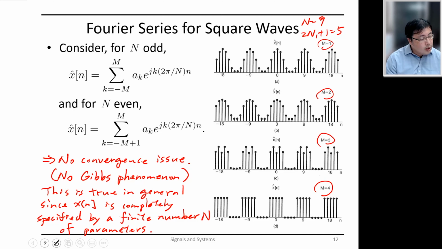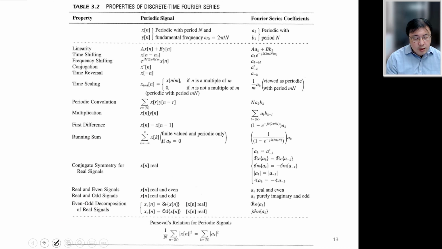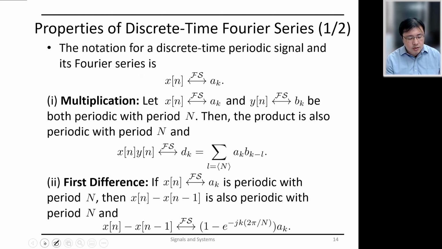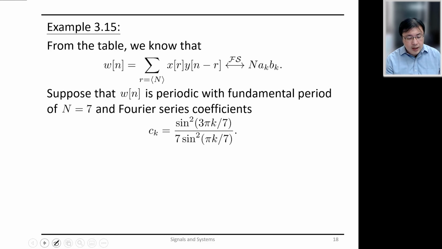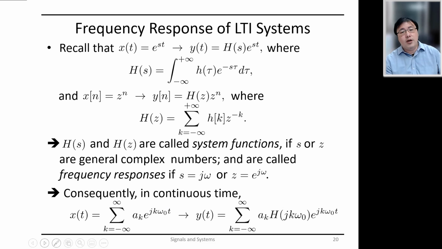I didn't get to where I wanted to get to, but what we wanted to talk about next is the properties that we can derive for discrete time Fourier series, like what we did in continuous time. And let's go back to the very beginning where we talked about why we want to represent signals in terms of linear combinations of these complex exponentials.